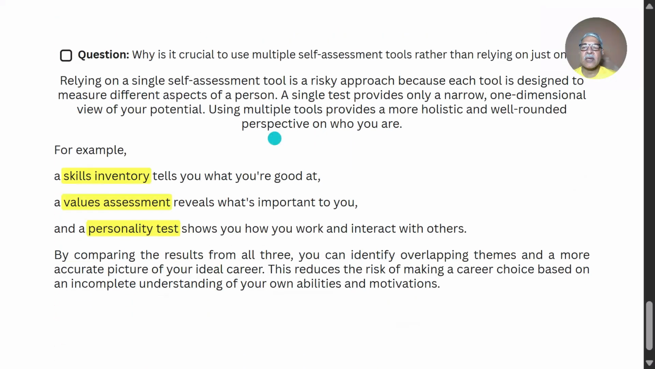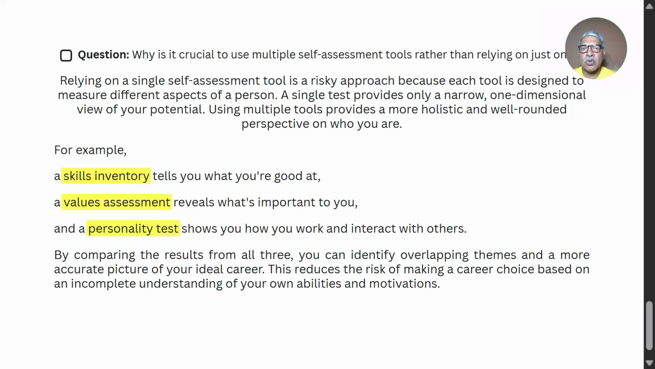And one more question: why is it crucial to have multiple self assessment tools rather than just relying on one? So the thing is that, if you just look into one particular tool, it will provide only a very narrow, one dimensional view of your potential. For example, a skills inventory. Suppose you're doing a skills inventory test. It just tells you what you're good at, whatever skills you have been given, whether you're good in that or not.